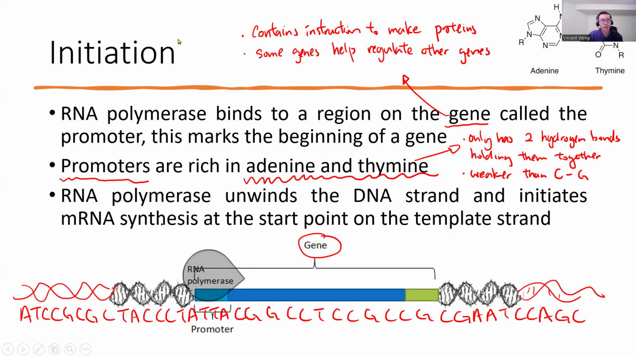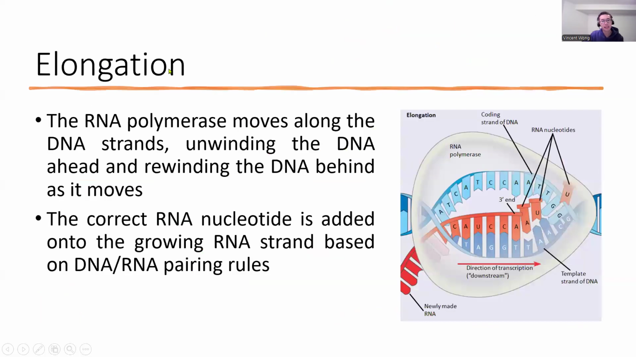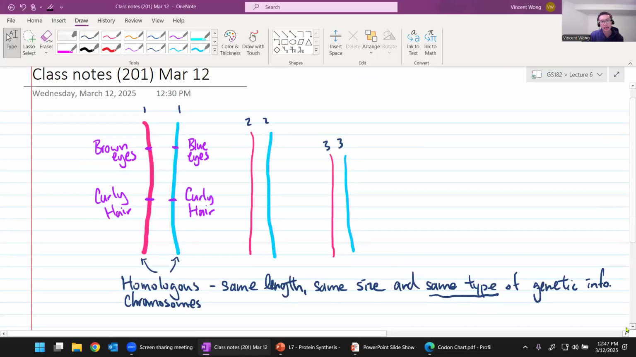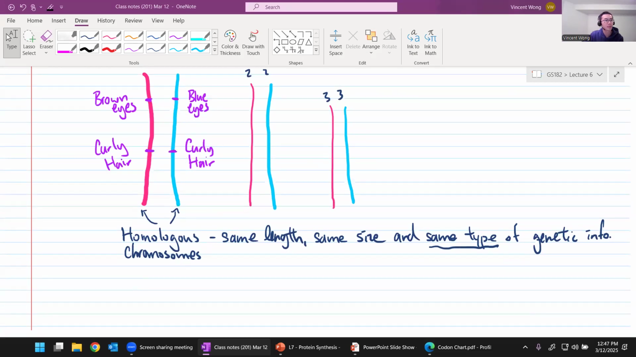So the first step in transcription is called initiation. It involves the RNA polymerase binding to the promoter, unzipping the DNA, and then starting the copying process. Okay. If I give you a strand of DNA and I ask you to identify the promoter, you would look for a section that has a lot of A's and T's in it. Okay. And then we have elongation. Now, this part is hard to understand. I will draw it out for you and hopefully it will make more sense when you look at it from a different perspective.